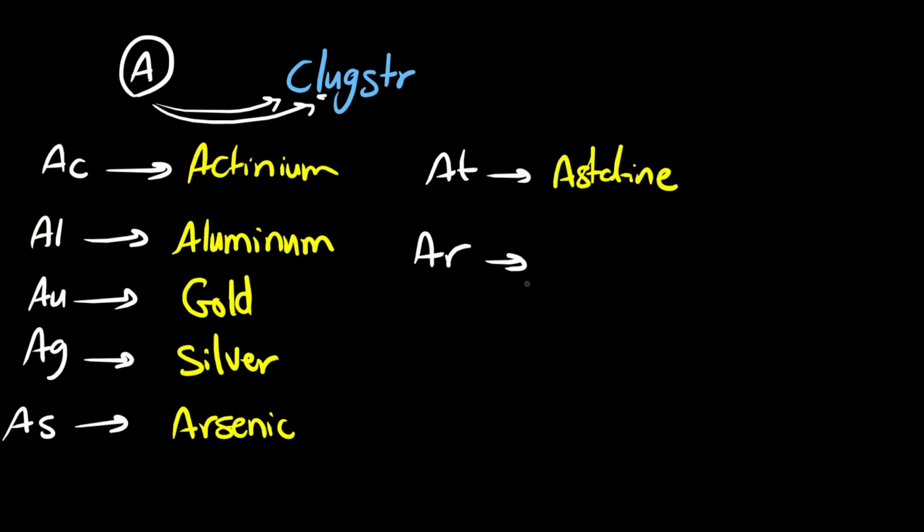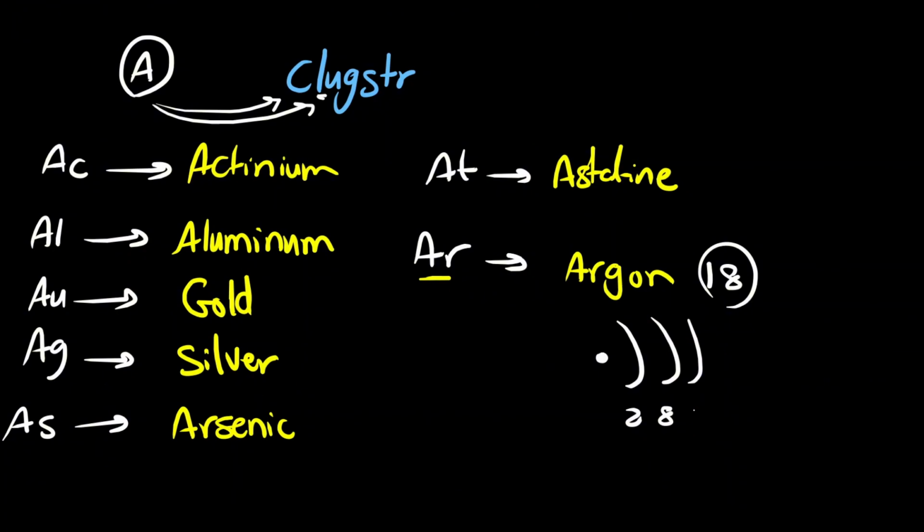For Ar, you can have a chance and try to guess what Ar symbolizes from the elements of the periodic table. It starts with A and R. It's argon. Argon is a noble gas from the last group, the noble gases, and it has an atomic number of 18. Its configuration is 2, 8, 8.